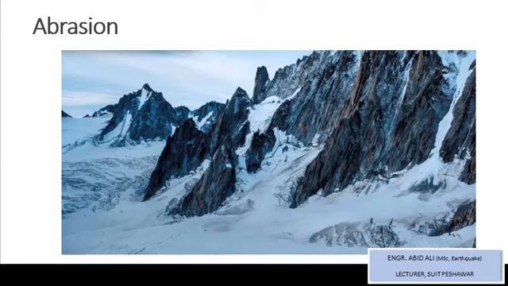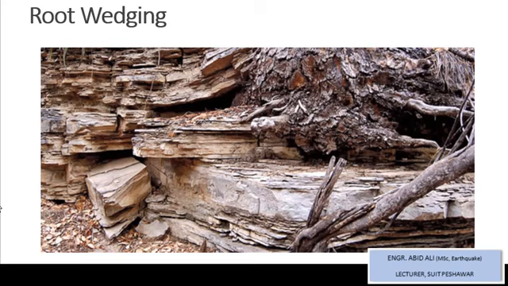Glacier abrasion is very common. Glaciers move downhill, pulled by gravity, and they scrape along the rock and carve it away over many hundreds of years. Finally, the last type of physical or mechanical weathering we are going to look at is called root wedging.